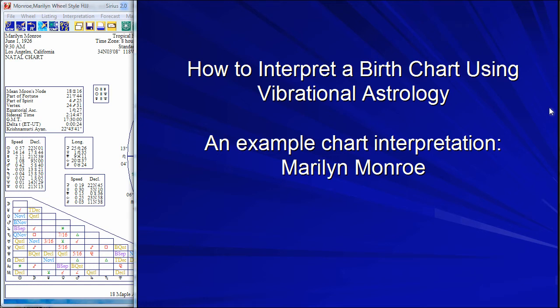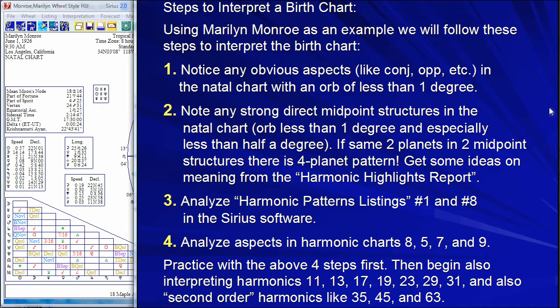Hello, I'm going to show you how we interpret a birth chart using a system of astrology known as vibrational astrology. Vibrational astrology uses different rules from the ones that are most common, and I'll use the chart of a famous person to demonstrate the ideas. We'll look at the birth chart of Marilyn Monroe. Her birth time accuracy is what we call an AA accuracy. It's from a birth certificate or a birth record, so it's an accurate time.